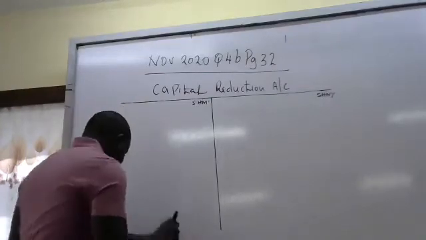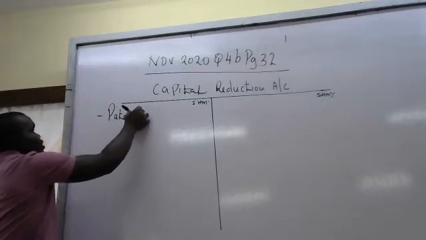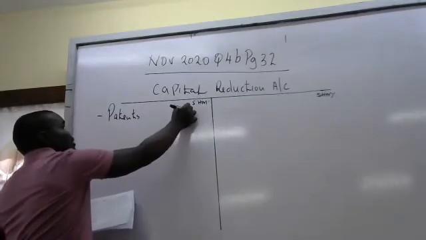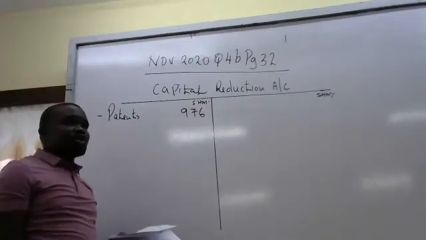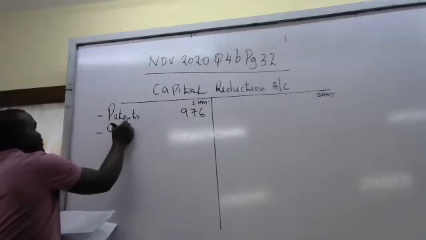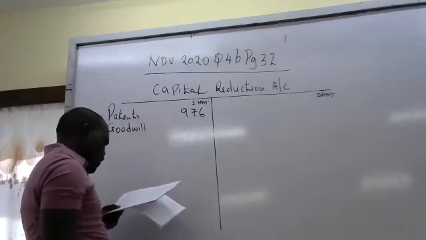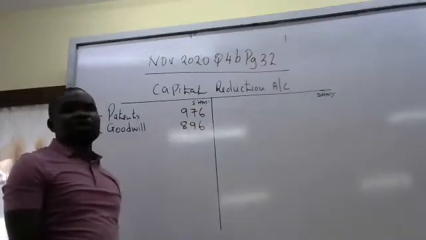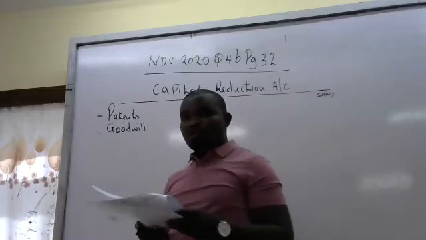So let's do that. So write off here patents. So patents for how much? 976. So you credit those assets account, then you debit the capital reduction. So 976. Then we have goodwill. Goodwill is 896. Good. We proceed.